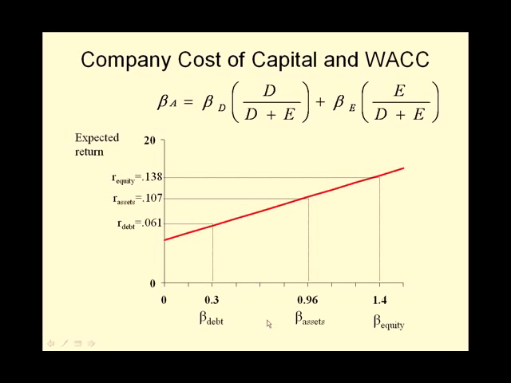As the graph indicates, we have a firm with a beta on debt of 0.3, which yields a required return on debt of 6.1%, a beta on assets of 0.96, which gives us our 10.7% return on assets, or required return on the firm as a whole, and a beta on equity of 1.4, which gives us a required return on equity in the firm of 13.8%.